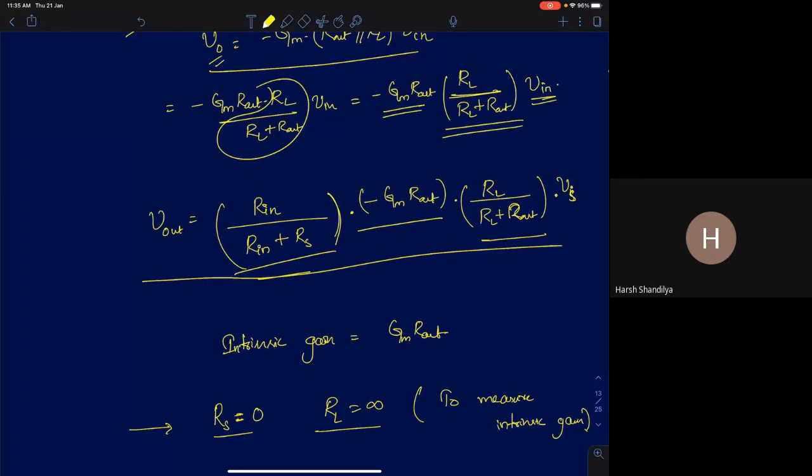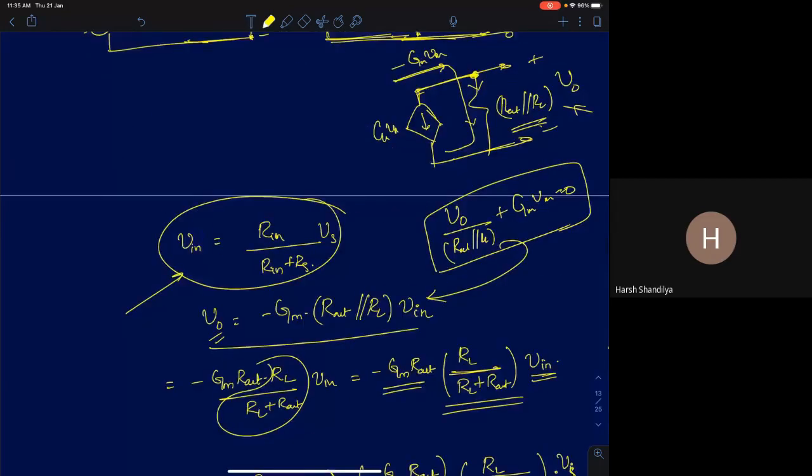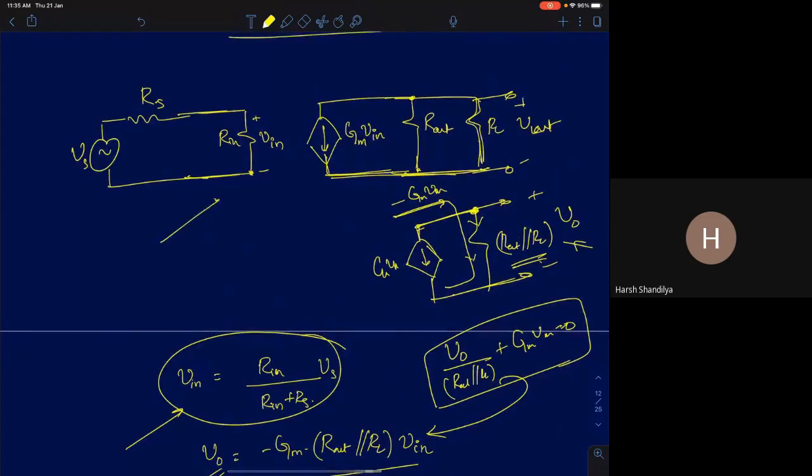So for this amplifier, the intrinsic gain, or the unloaded gain, happens when, look at this, this is a transconductance amplifier. For a transconductance amplifier, if I make Rs as 0 and RL as infinity, what is the maximum voltage gain you can get out of this amplifier? Rs is 0. I am making this as 0, so I am short circuiting this.